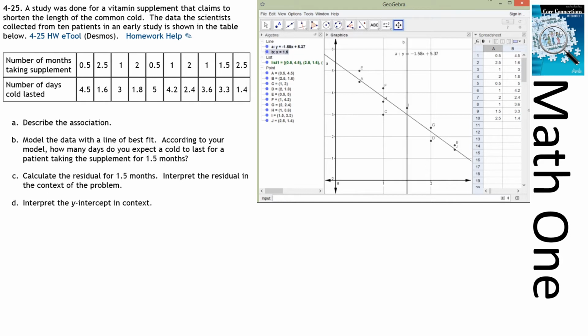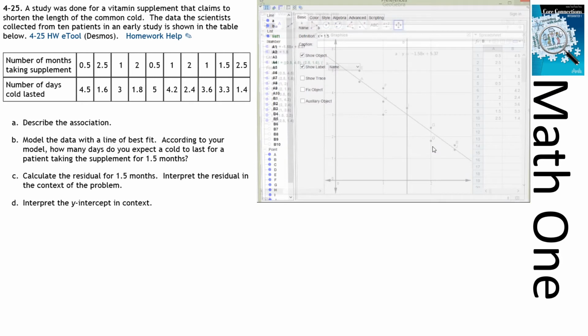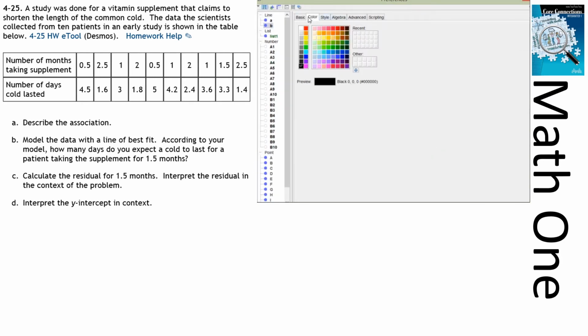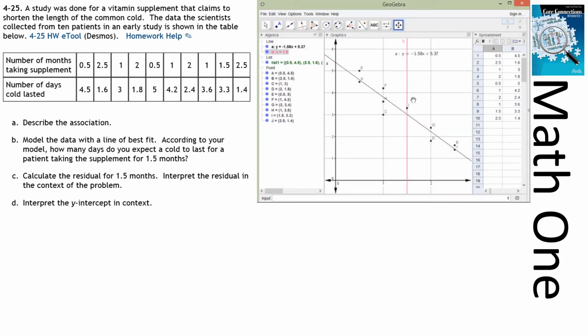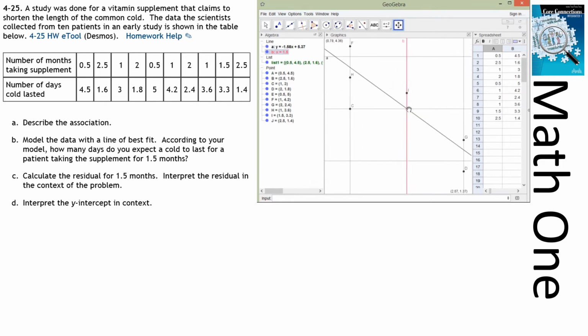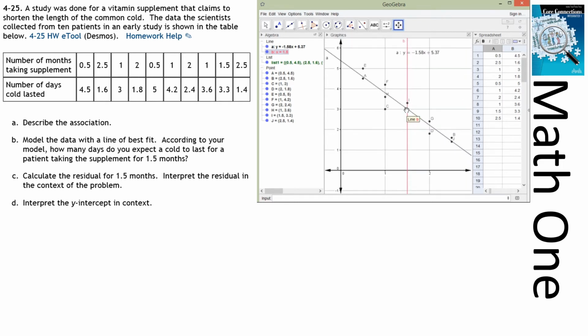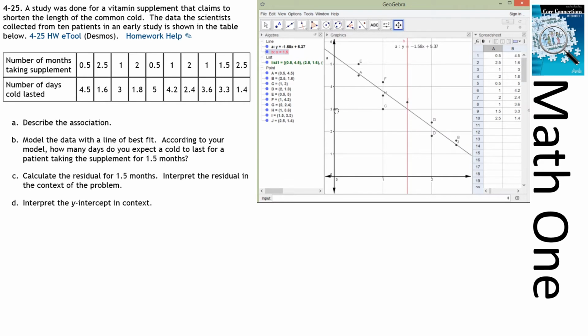So this line, and in fact, I'll make this line red. I think you can pick color, and I'll make the line red. So what we see on this line here is someone who's taken the supplement for 1.5 months. And it looks like the model is predicting, if you look real closely, it's going through this point right here. The model is predicting that their cold would last for about 3 days.